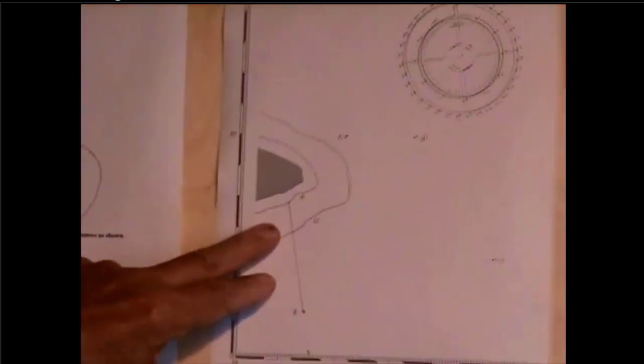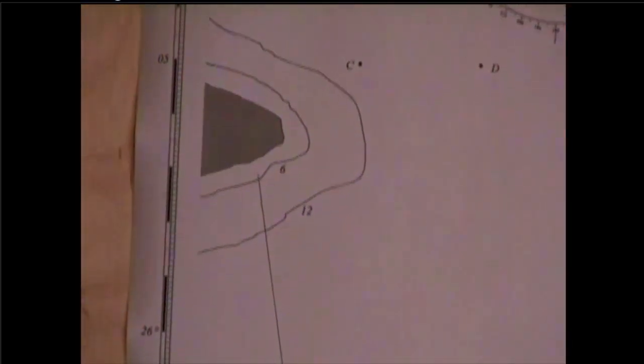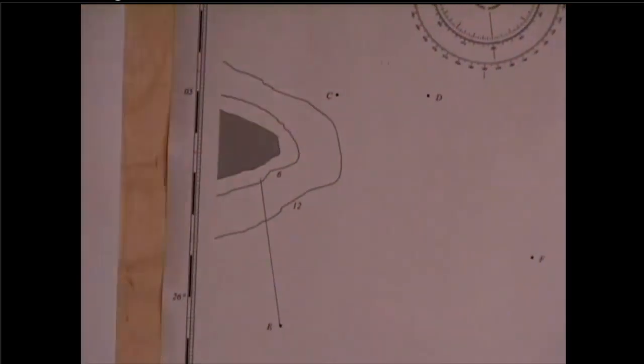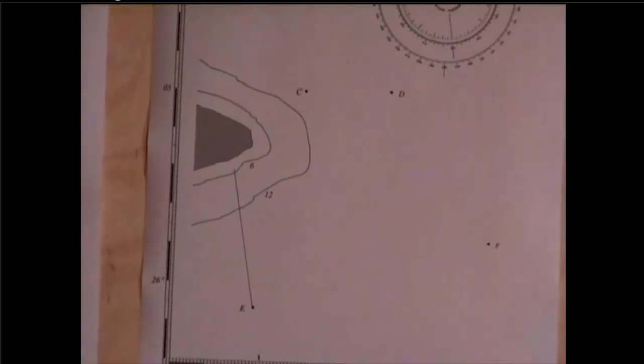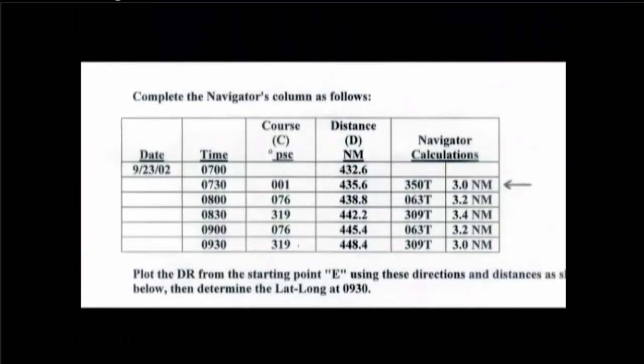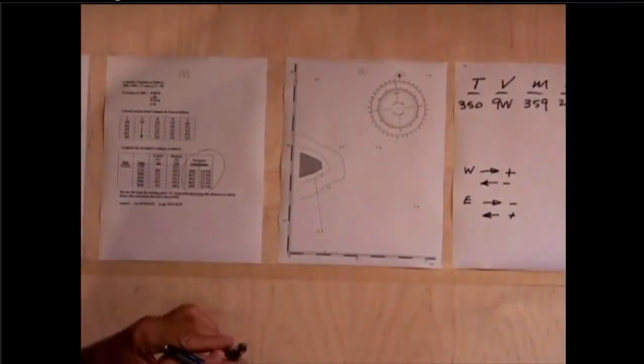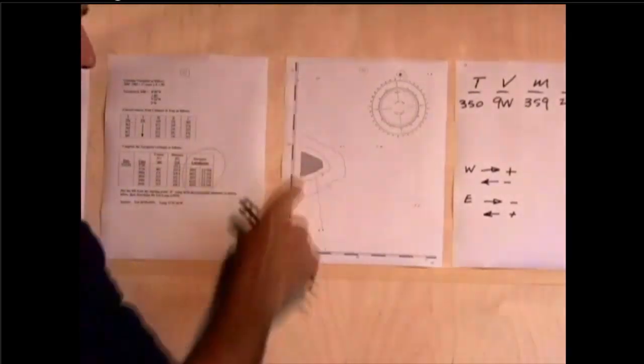Now that represents 350 degrees. The next step is to get the distance, and the distance is 3 nautical miles. I pick up the distance, set my dividers to it, from the latitude scale.